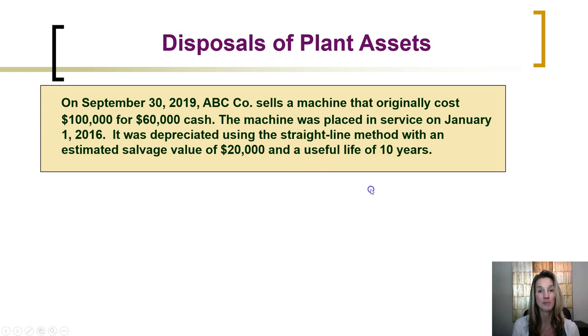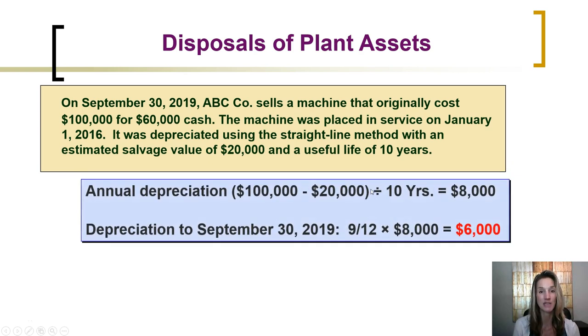So the first step is to update depreciation expense through the date that the asset is disposed. The annual depreciation will be the cost of $100,000 minus the salvage of $20,000, divided by the 10-year life. Annual depreciation under the straight line method is $8,000. To get the depreciation for the first 9 months of 2019, or January 1st through September 30th, the date of the disposal, we would take that annual depreciation of $8,000 and multiply it by the fraction of the year to get partial year depreciation of $6,000.